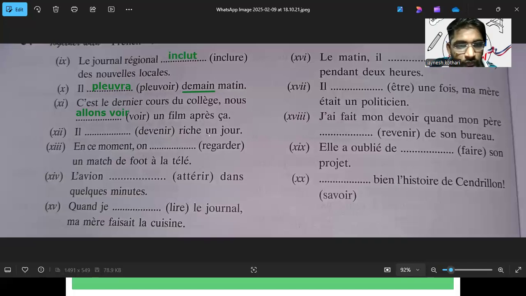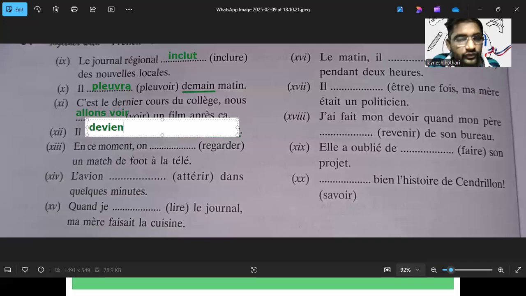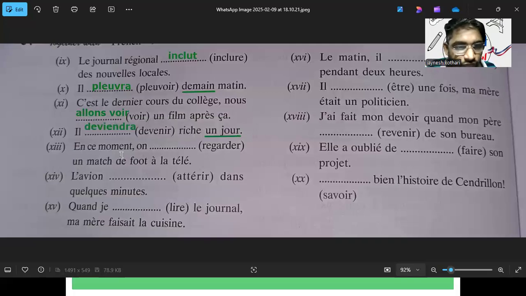Again, it's a wish. He will become rich one day. Okay, we're talking about the future. So devenir: devien-dra is the future stem, and then it's the avoir endings. Il deviendra riche un jour. He will become rich one day.